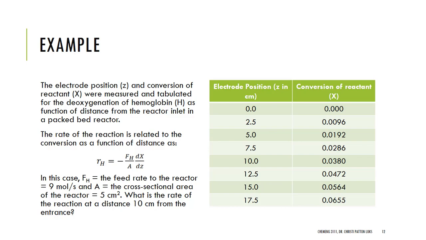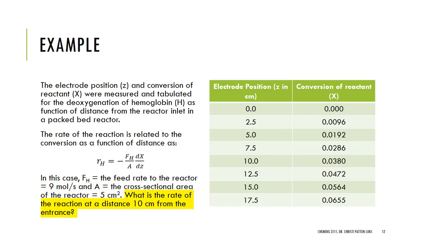So the rate of the reaction is going to be related to the conversion as a function of the distance. So this is saying that we expect the reaction to occur faster or slower depending on the location in the reactor. In this particular case, we have R sub h is negative F sub h over A times dX/dZ. Now F sub h is the feed rate to the reactor. In this example, it was fed at 9 moles per second. And A is the cross-sectional area of the reactor, 5 centimeters squared.